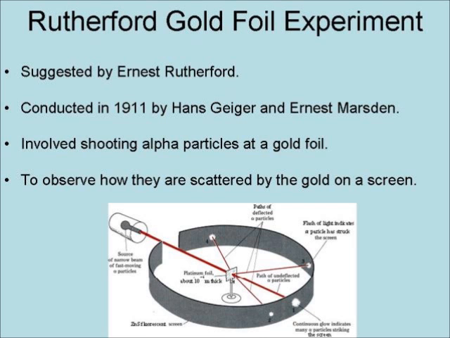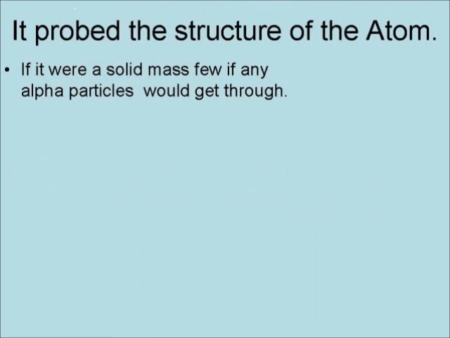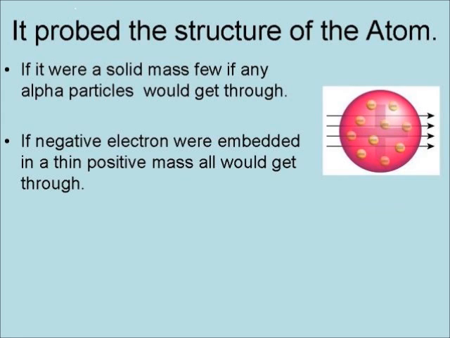Marsden. The experiment involved shooting alpha particles at a gold foil to observe how they were scattered by the gold on a screen. This process probed the structure of the atom, because if it were a solid mass, few if any alpha particles would get through. If, as they expected, the atom consisted of negative electrons that were embedded in a thin positive mass, all of the alpha particles would get through.